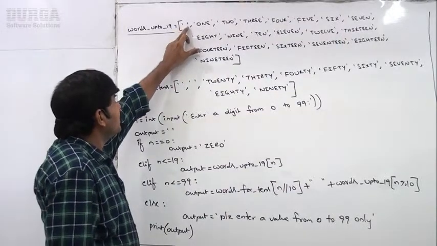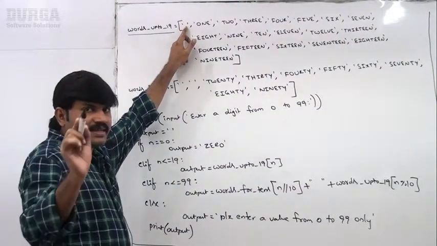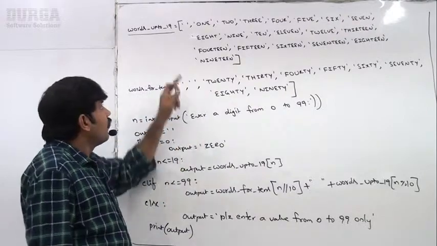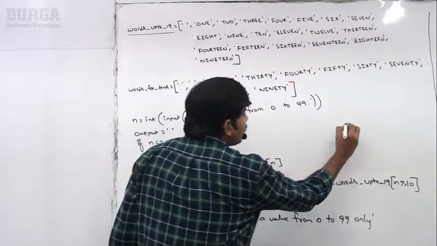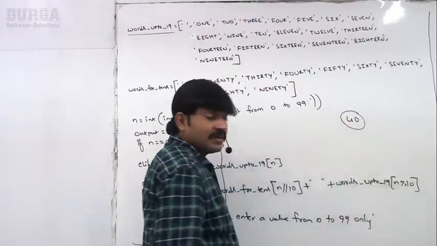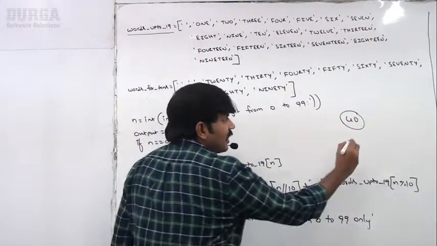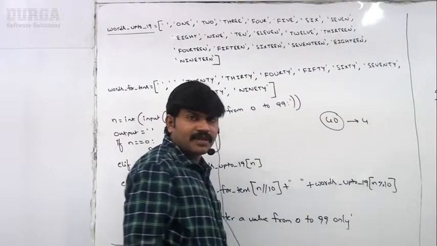Now observe. First I took an empty string, sir. I didn't take 0. What is the reason for that? Very simple. If I enter 40, then how many tens are there? The number of tens is 4.